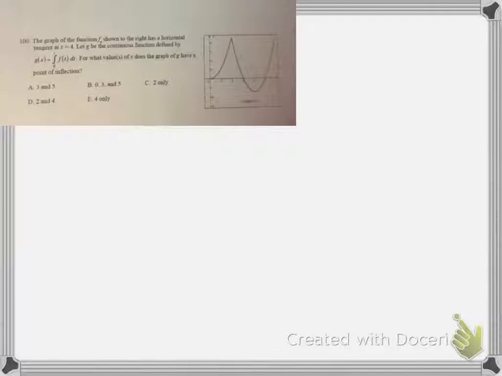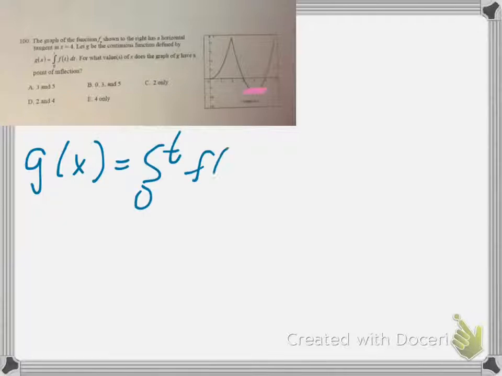So it's telling you that there is a tangent line at x equals 4, so that would be right over here. Right there, there's my tangent line at x equals 4. And we're also being told that the function is this. And the question is, when does G have a point of inflection?